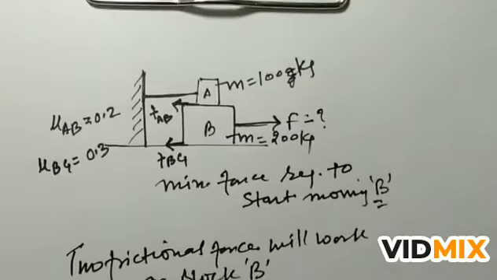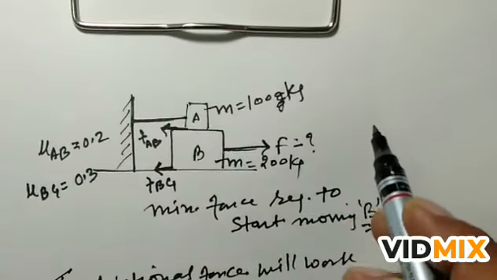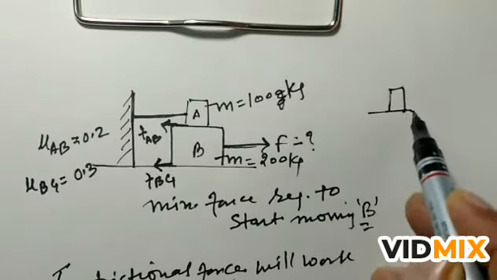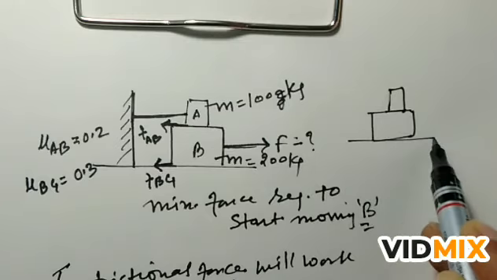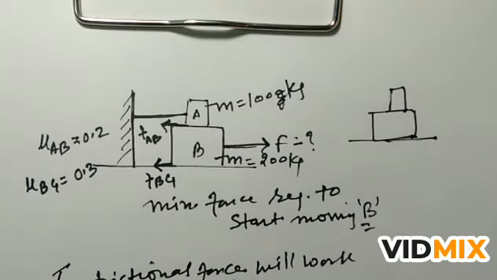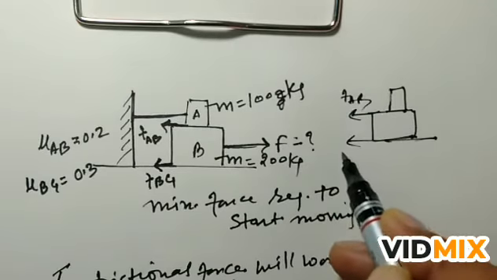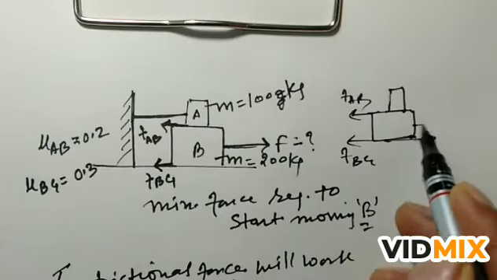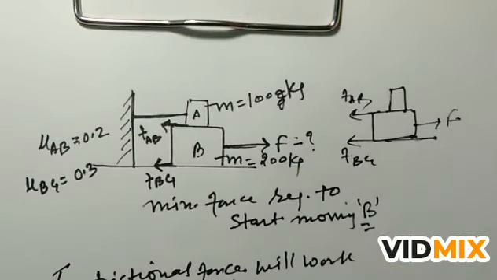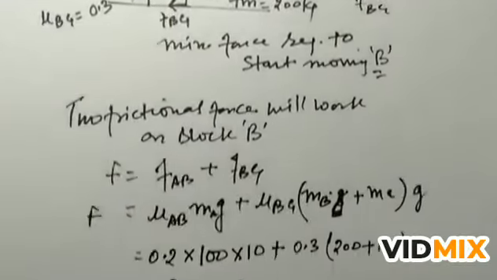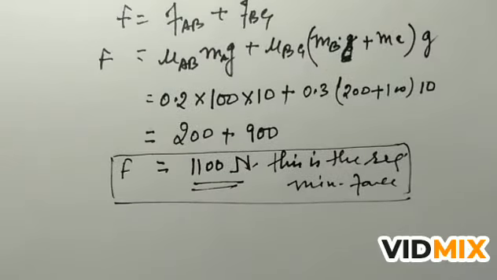If I draw the FBD for this, means free body diagram, this is block A, this is block B, and this is the ground. This is FAB, this is FBG, and this is F. So this is the free body diagram for this. This is the minimum required force which makes body B move.